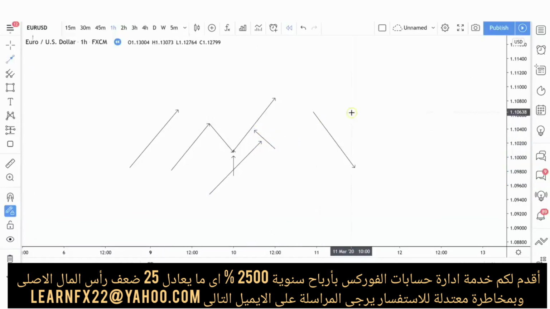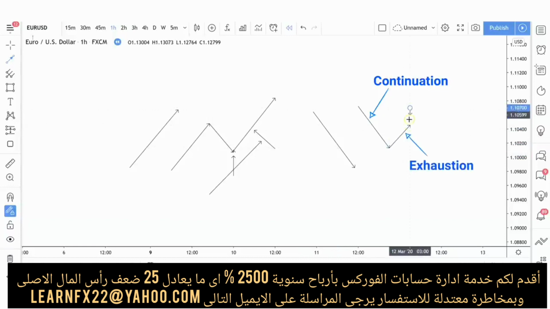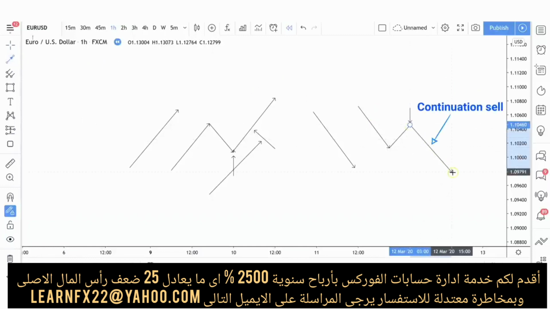This also applies to a downtrend. When the market is pushing to the downside, this is what we call a continuation. When the market is exhausting, this is what we call an exhaustion phase. This is where you're going to be looking for your trading opportunities in line with the direction of the trend. Once you learn the patterns that you will learn today, you will take your trades then as part of a continuation back to the downside.